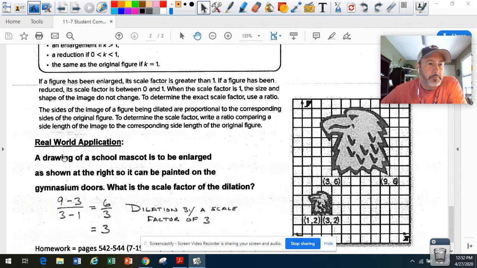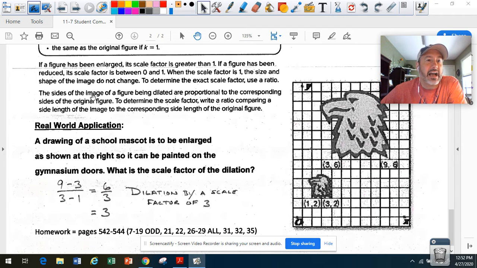So it says the sides of the image of a figure being dilated are proportional to the corresponding sides of the original figure. Okay. To determine the scale factor, write the ratio comparing a side length of an image to the corresponding side length of the original figure. So let's see what we have here.